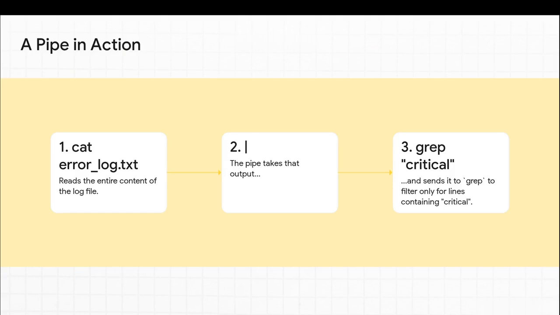Imagine you have a massive log file with thousands of lines of text. First, the cat command reads the whole thing and tries to dump it all onto your screen. But wait, the pipe intercepts all of that text and shoves it directly into the grep command. Grep then acts like a filter, instantly searching through that massive stream of text and only showing you the lines that contain the word critical. It's just so elegant and efficient.